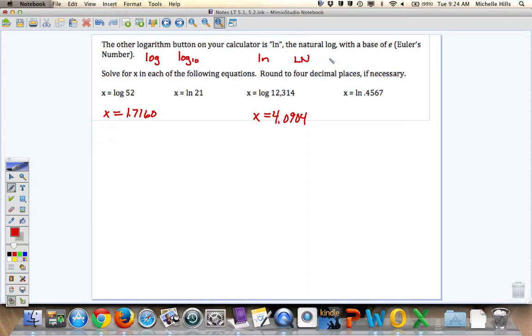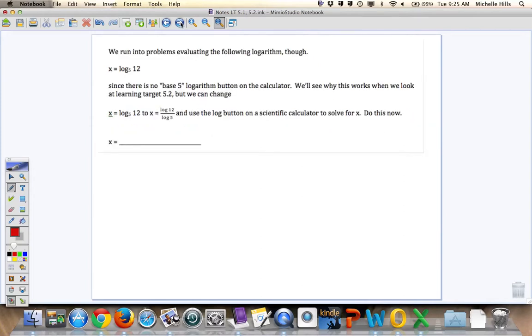If you see natural log, it's a base e logarithm, where e is Euler's number, which is 2.71828, blah, blah, blah, blah. So if it gives me a natural log, I'm going to use the natural log button on my calculator. E to the what power equals 21? Well, it's to the 3.0445 power. e to the what power equals 0.4567? Well, it's to the negative 0.7837 power rounded to 4 decimal places. So make sure you've practiced punching these into your calculator to get the correct answer.